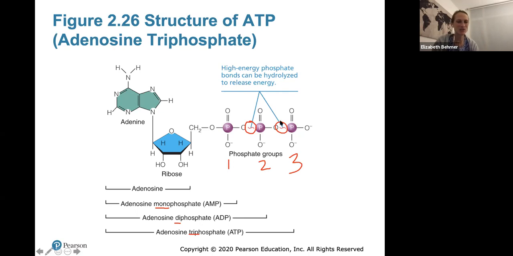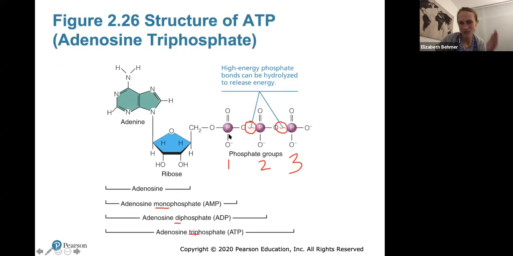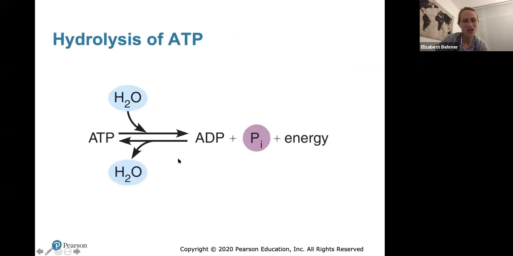In general, in chemistry, in our body, whenever you break something apart or break a bond, you will release energy when you do that. The terminal phosphate group can be transferred to other compounds that can use the energy stored in the phosphate bond to do work. Many times the loss of a phosphate group will convert adenosine triphosphate, which has three phosphate groups, to adenosine diphosphate, or ADP. We could lose the second phosphate group to convert ADP to AMP, which is adenosine monophosphate. So simply put, we can break apart ATP into ADP and a phosphate group.